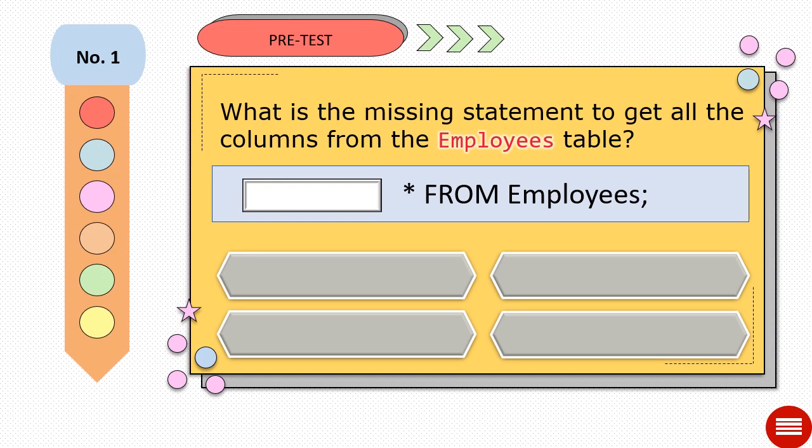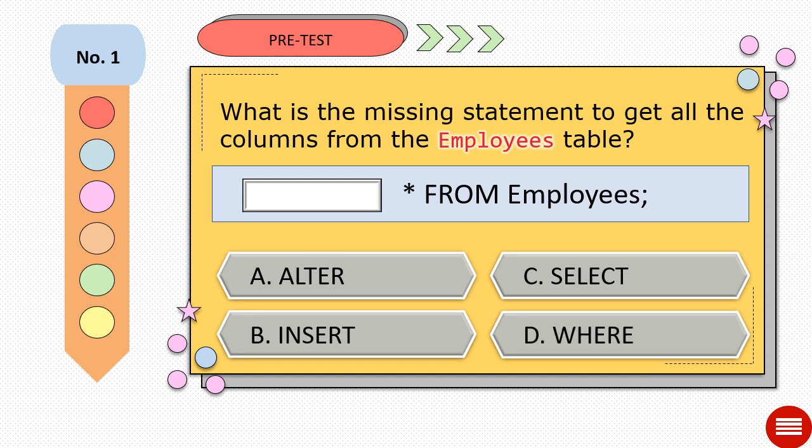Number 1. What is the missing statement to get all the columns from the employees table? Blank asterisk from employees. Is it A, alter, B, insert, C, select, or D, where? The correct answer is letter C, select.